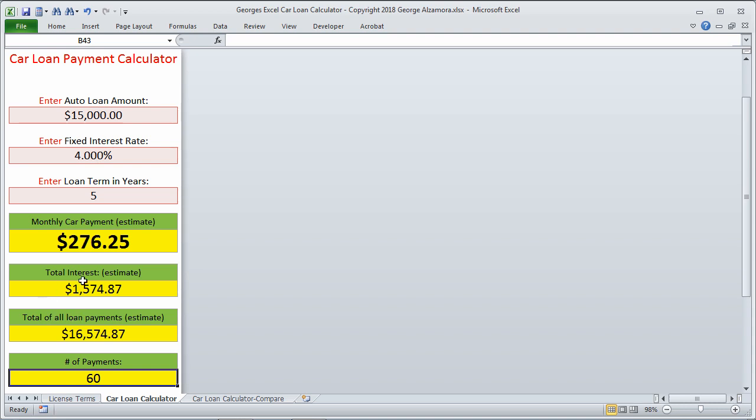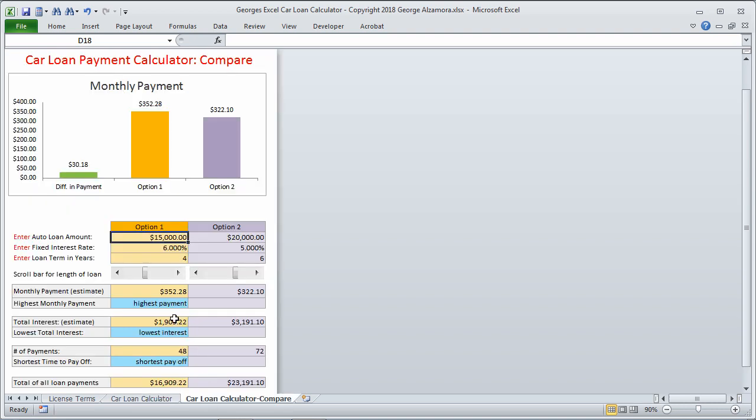Okay, so that's a quick overview of George's Excel car loan payment calculator.